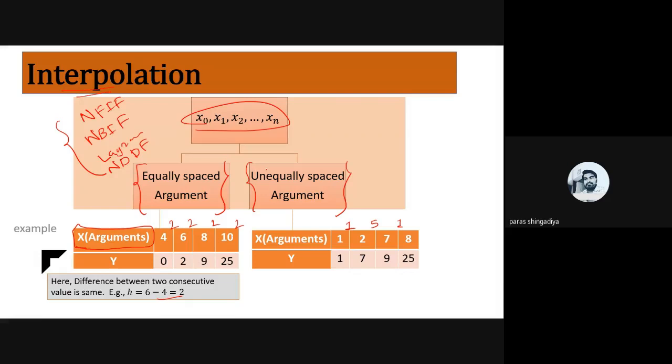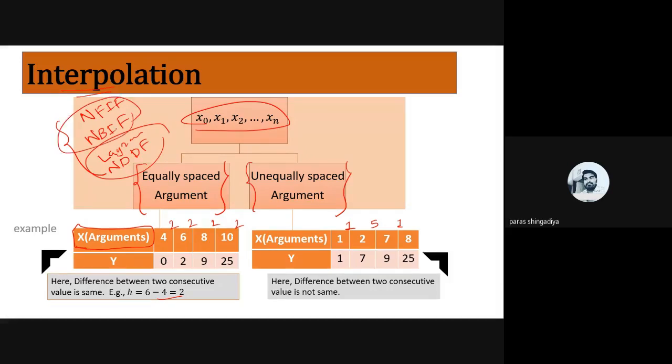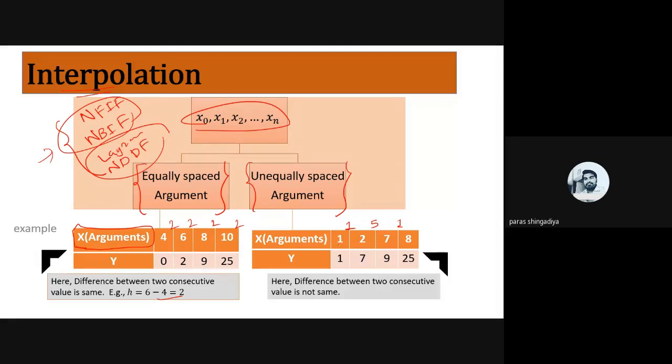Any input is given, and such outputs are mentioned in this table, and we need to predict one intermediate output value based on this data. So for unequally spaced data, we'll apply the Lagrange interpolation and Newton divided difference formula. And for equally spaced data, we'll use the Newton forward and Newton backward interpolation formulas. Here you can consider any two consecutive values, 2 minus 1, 7 minus 2, 8 minus 7. So the difference is not equal. Here the difference is equal, so that is equally spaced, and this is unequally spaced data.